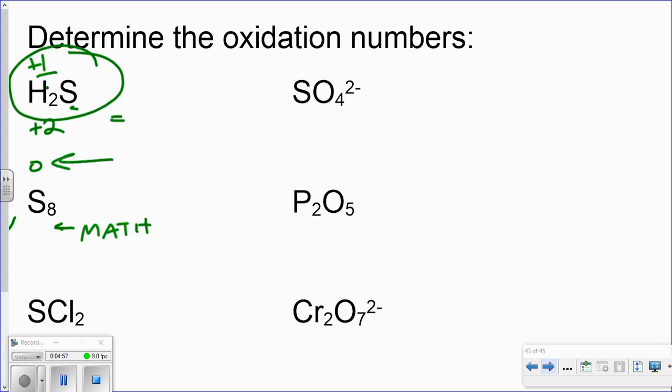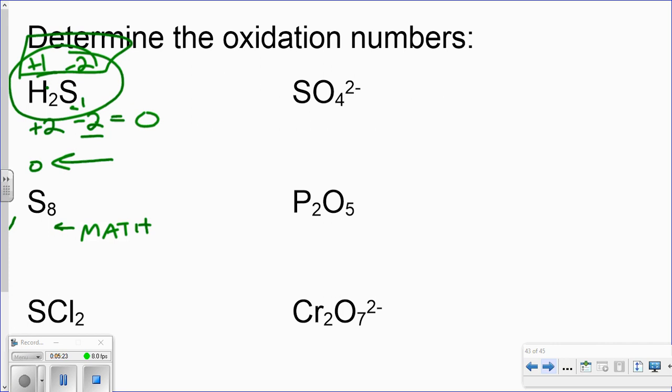So what's the missing number? It's -2. Minus 2 is applied over one single sulfur. So the charge on the sulfur is negative 2. Okay? Here are my answers. What's the oxidation number of H in H2S? It's plus 1. What's the oxidation number of S in H2S? It's minus 2. Okay, moving on.